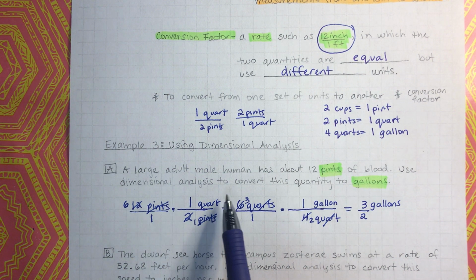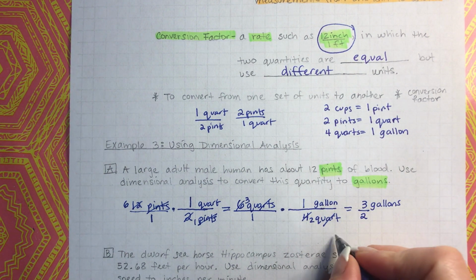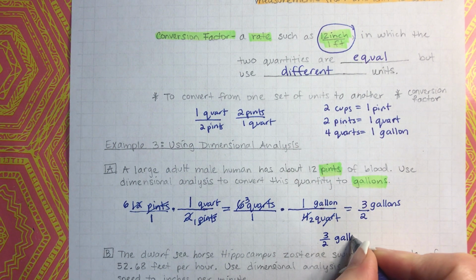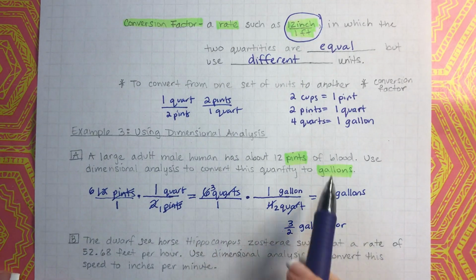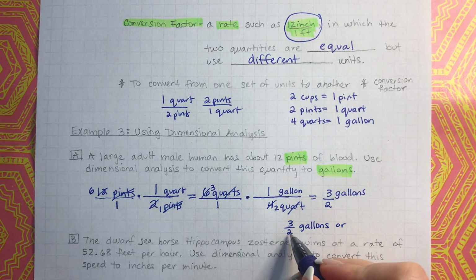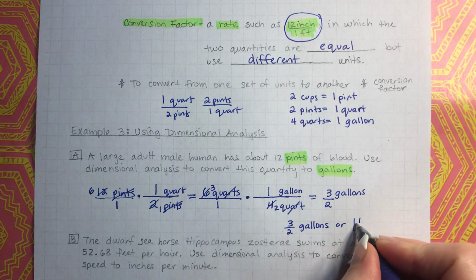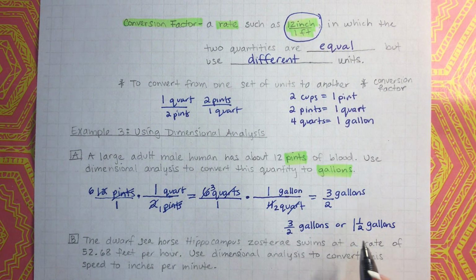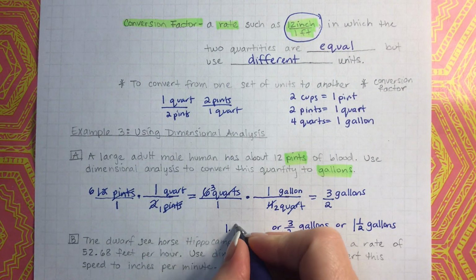So use dimensional analysis to convert this quantity to gallons. So 3 over 2 gallons, or since it's kind of like talking about something real, we would probably put it into a mixed number. 2 goes into 3 one time with 1 left over, so 1 and a half gallons, which is the same thing as 1.5 gallons.